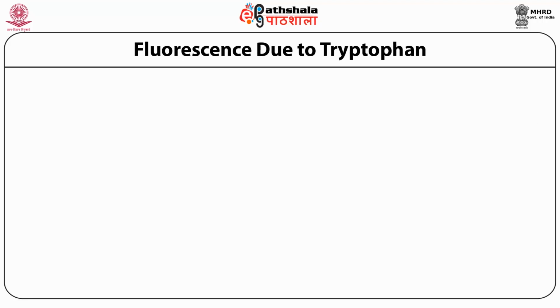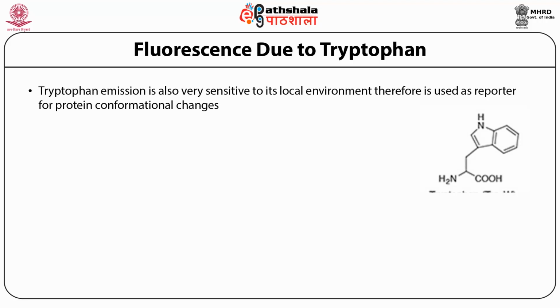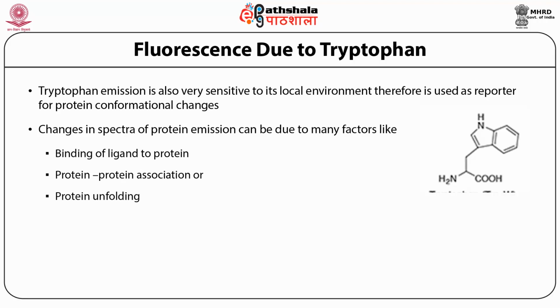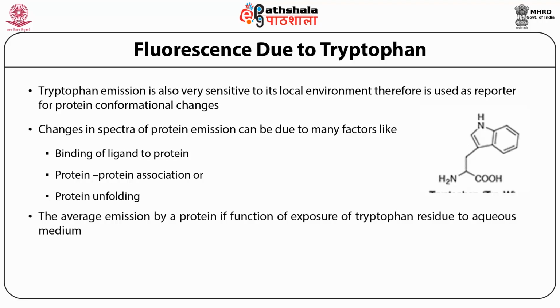Fluorescence due to tryptophan. That means the fluorescence of proteins due to the presence of tryptophan. Tryptophan emission is also very sensitive to its local environment. Therefore, it's used as a reporter for protein conformational changes. Changes in the spectra of protein emission can be due to many factors like binding of ligand to protein, protein-protein association, or protein unfolding. The average emission of a protein is a function of exposure of tryptophan residue to aqueous medium.